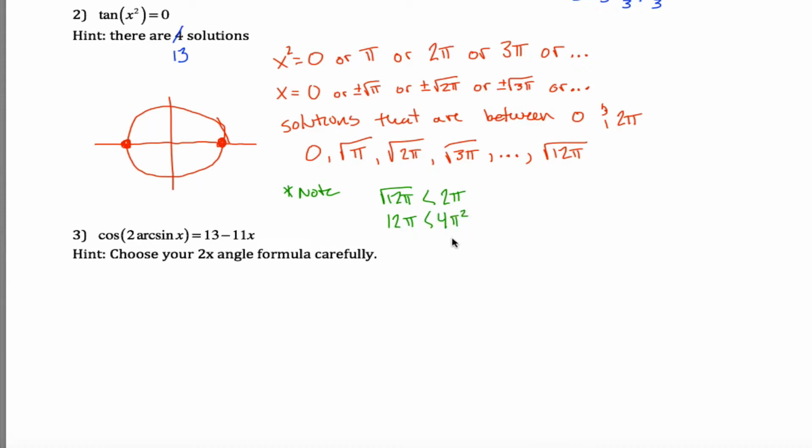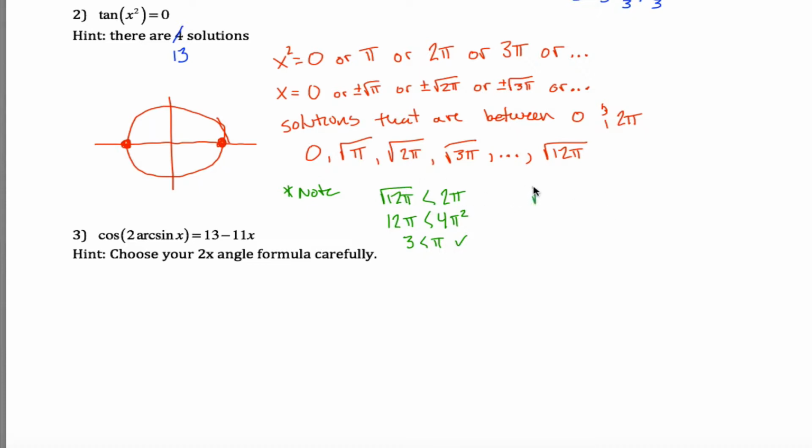And I claim this is true, and you're like, yeah, I don't really trust you. Well, you could divide both sides of the equation by 4 pi, and that would give me a 3 over here and a pi over here. Divide this by 4 pi, divide this by 4 pi, you get 3 is less than pi, which is true because pi is 3.14.